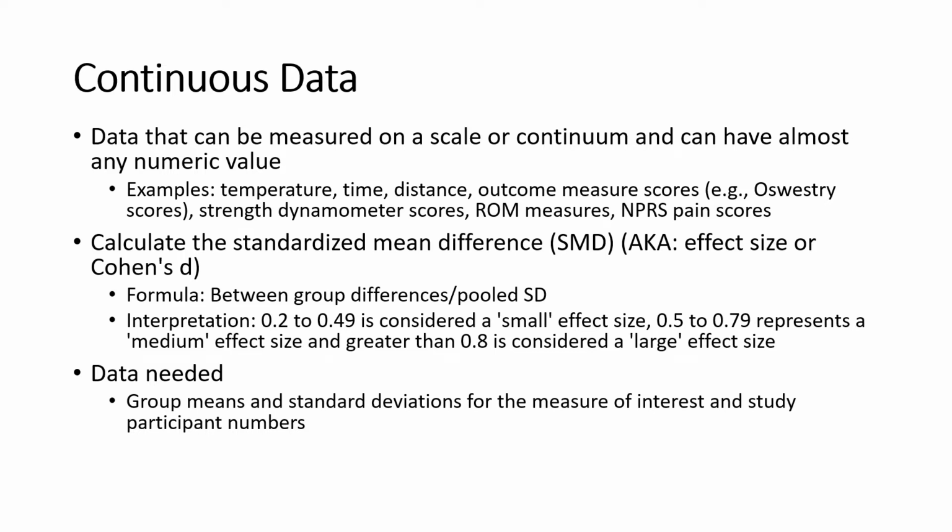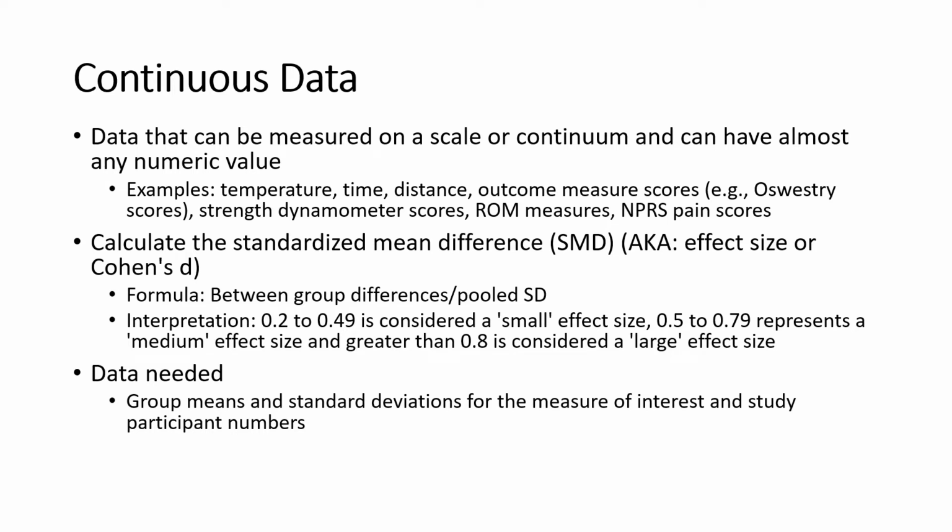We may think about impairment measures like strength. If it's measured through a dynamometer, that really gives us this numeric value. Range of motion measures would also be continuous, as well as, let's say, something like numeric pain rating scale scores on a scale of 0 to 10. And you could think of many others that we would have in physical therapy that might fall under this concept of continuous data.